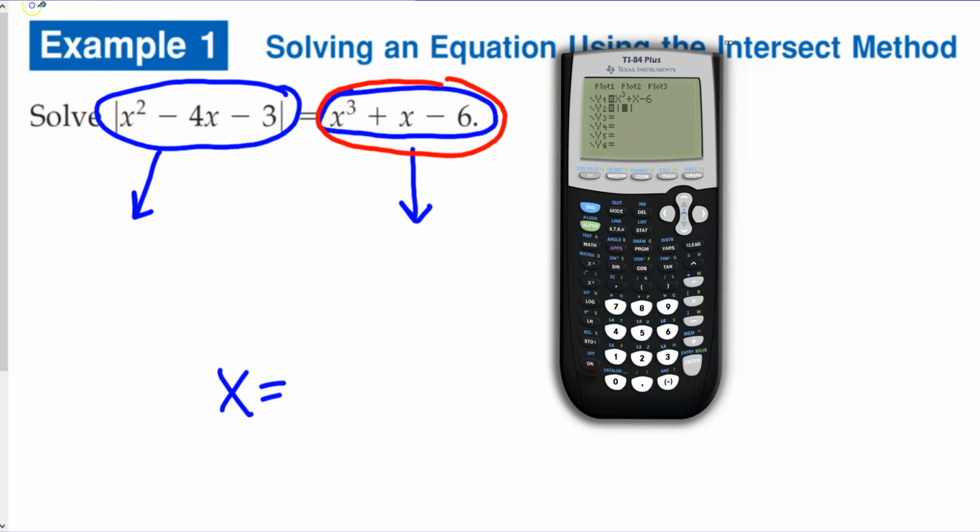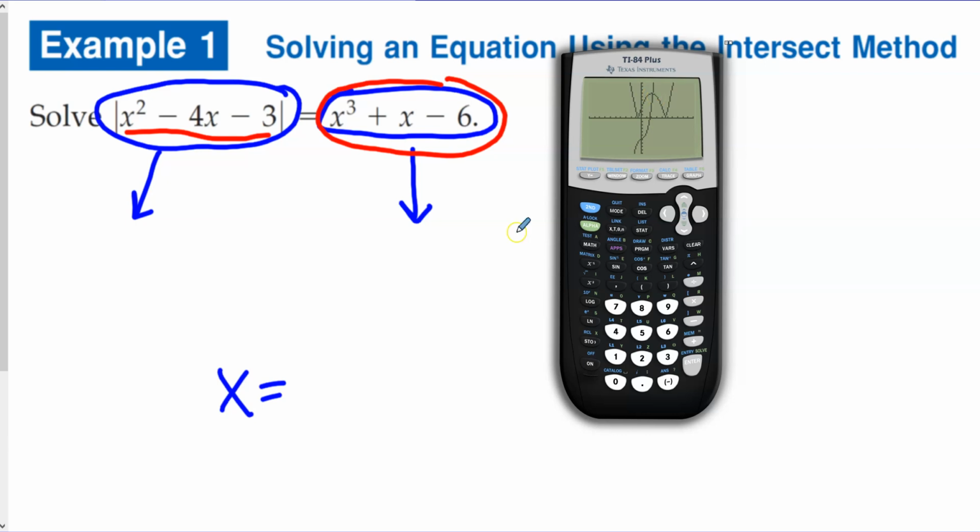Inside of there now I'm going to put x squared minus 4x minus 3. X raised to the second power. Arrow over to the right once to get out of the exponent. Minus 4x minus 3. And now I graph it. Notice that the graph of the absolute value looks like this W. The other side looks sort of like what's called a saddle. And the two graphs intersect up here in the first quadrant.